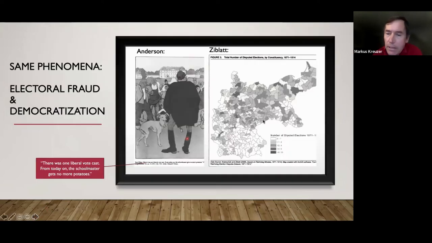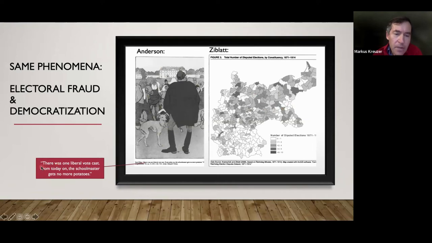So just to give you a little bit of a flavor here, Anderson uses a whole bunch of cartoons from a German cartoon magazine called Simplicissimus to illustrate the electoral fraud. So what you see here, this chubby person in the front, is a German Junker in front of his estate, somewhere probably in Eastern Germany, talking to his subject.